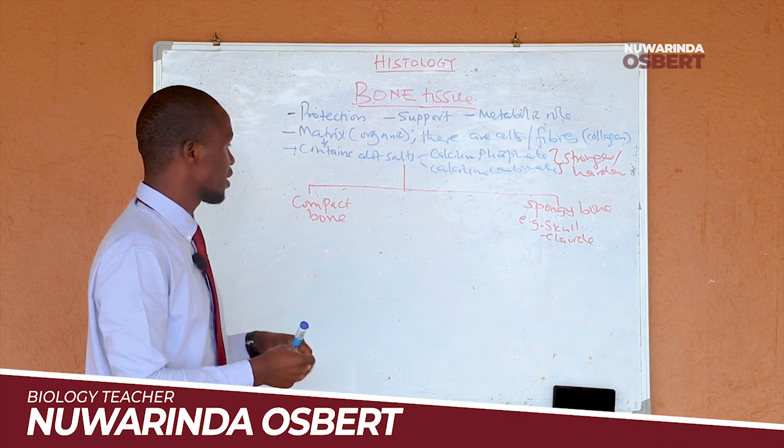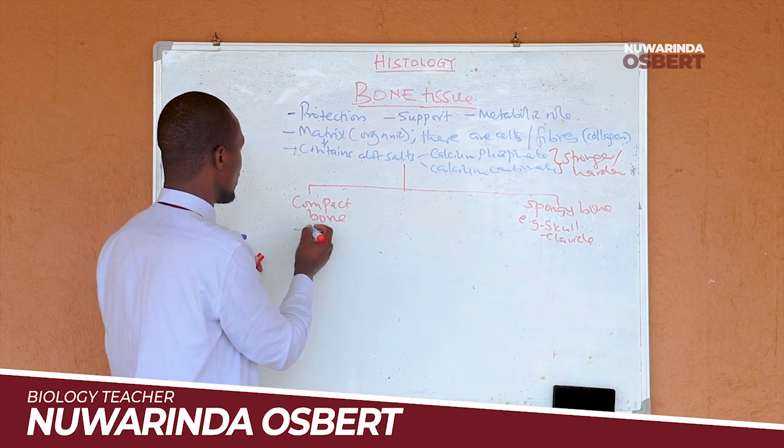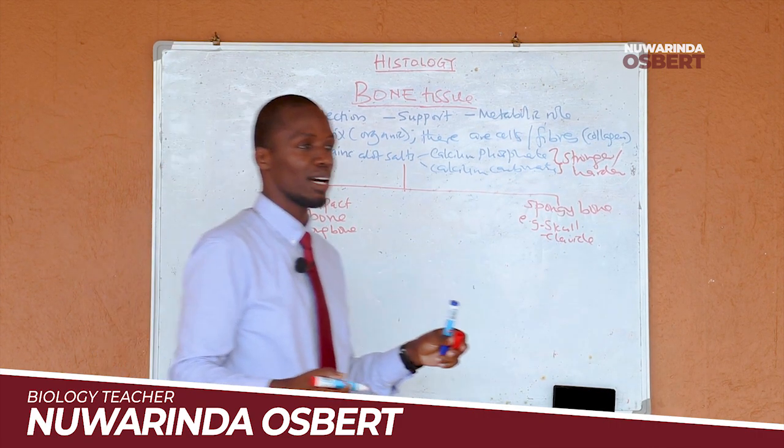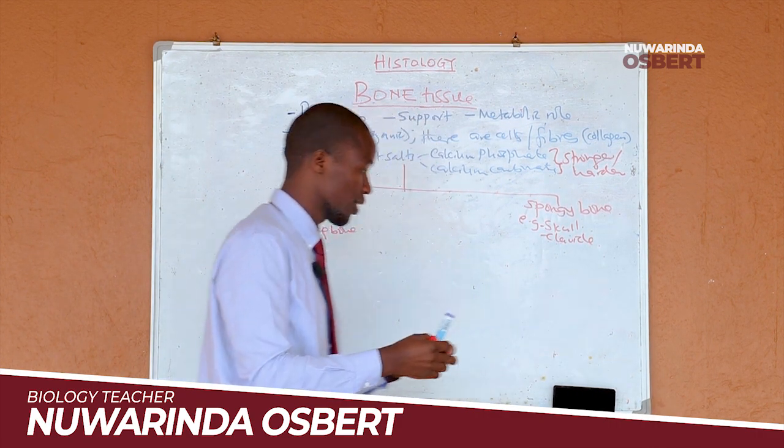And then we have got compact bone. Here we have the longer bones. Looking at the likes of the humerus, the femur, the tibia, and so on and so forth.